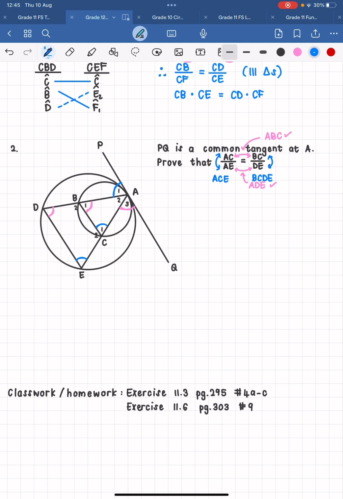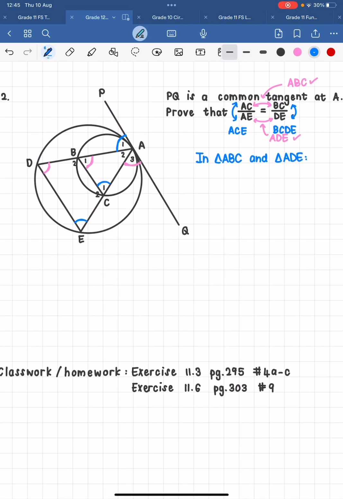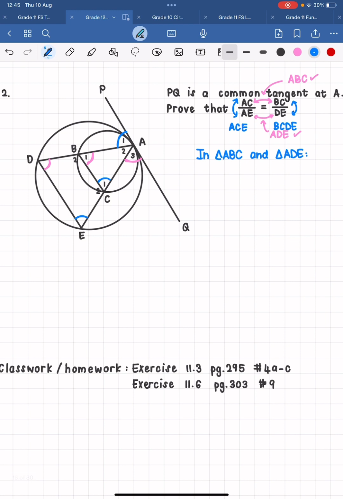Okay. So now we're going to write down in triangle ABC and triangle ADE. Now guys, we already have enough information to prove that these two triangles are similar. So I'm going to start. Can we start by saying A2 is common? Yes. Okay, A2 is common. We don't need a reason for that.